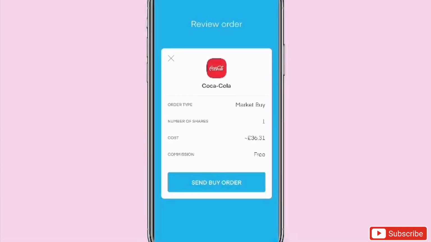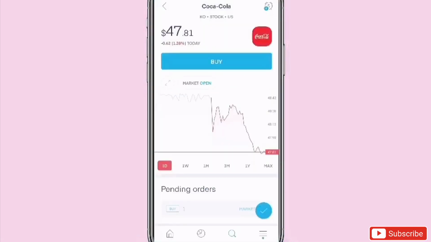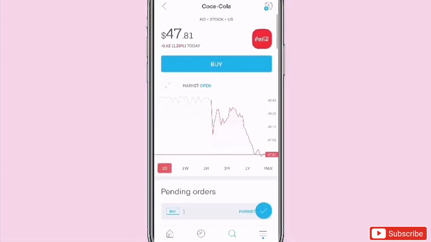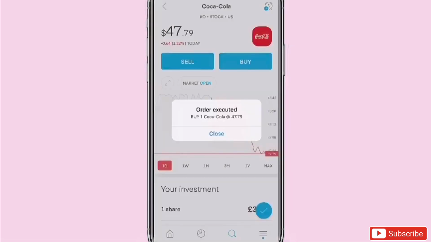And if I send this buy order, this should buy that stock immediately or near enough. So it's obviously going through at the moment. It goes down onto pending orders there, and it says there one buy market. Now in a minute that will come through as a buy. So there we go. You can see now it's come up: order executed, one Coca-Cola, and it tells me the price I bought it at. You can see it pretty much filled immediately. Sometimes it takes a little bit longer, sometimes within 5 minutes or so, but generally it will buy straight away.